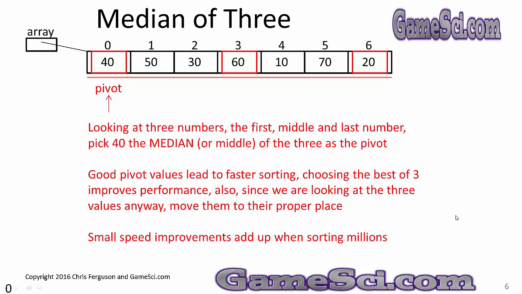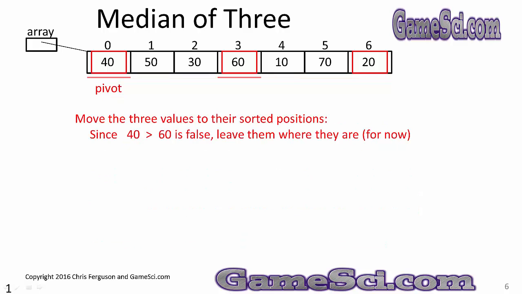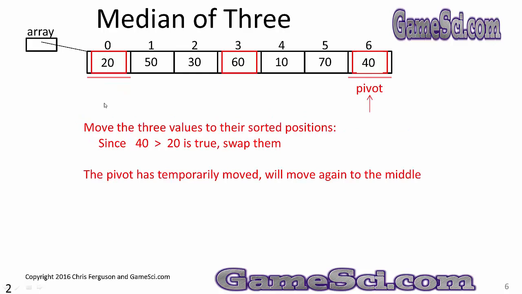Also, since we're looking at 3 values anyway, let's move them into their proper place. All of these are small speed improvements that add up when you're sorting millions of numbers. So what we're going to do is move the 3 values to their sorted positions. Since 40 greater than 60 is a false statement, we'll leave 40 and 60 alone right where they are for now.